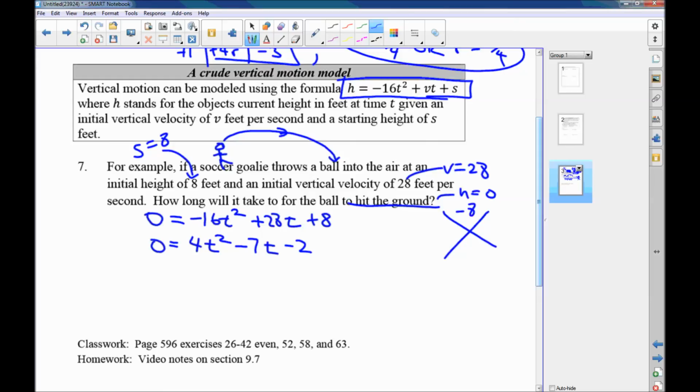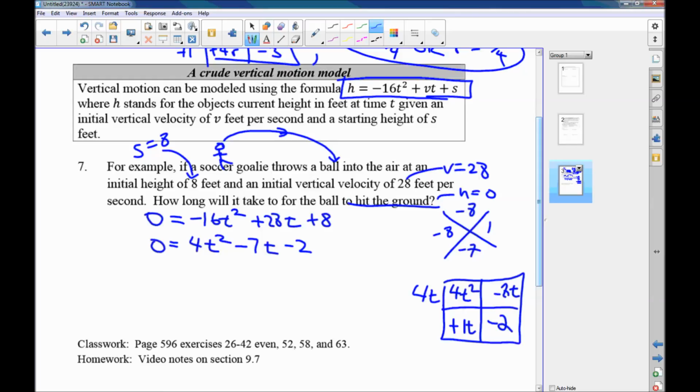So negative 8 on top, negative 7 on the bottom. This is my scratch work. It's going to be negative 8 and 1. So we'll make a box. And we've got 4t squared. We have negative 2. And we can put in negative 8t and positive 1t. So on the top, we're getting down 4t. This leaves behind t minus 2. And since that has to be a plus 1 to multiply by minus 2 to make negative 2, and 1 times t will make 1t, so I know I factored it right.